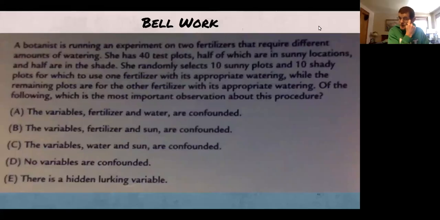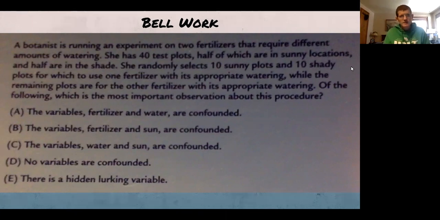So with this bell work, I initially thought B and it's not B, I'll tell you that. And I thought that because for me, it was because I didn't read the question correctly the first time around. And then I went back and I saw the answer and I was like, oh, okay, I just didn't read it right. So hopefully that's what you guys discover as well.